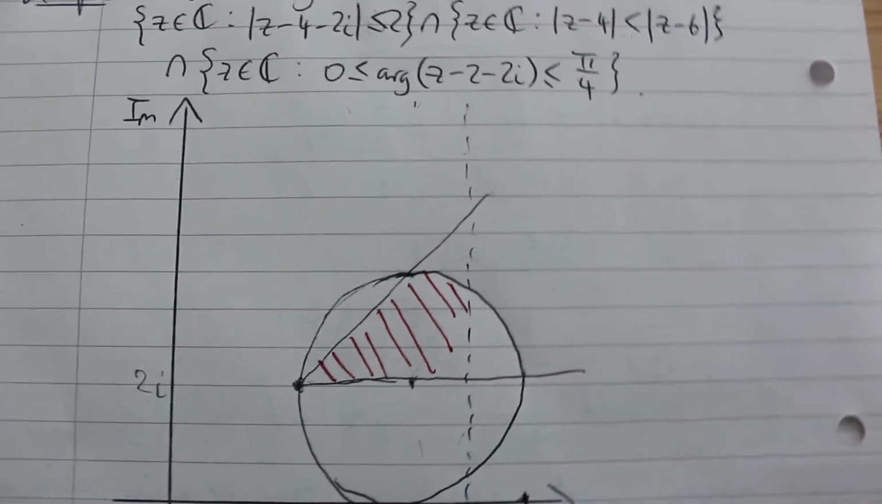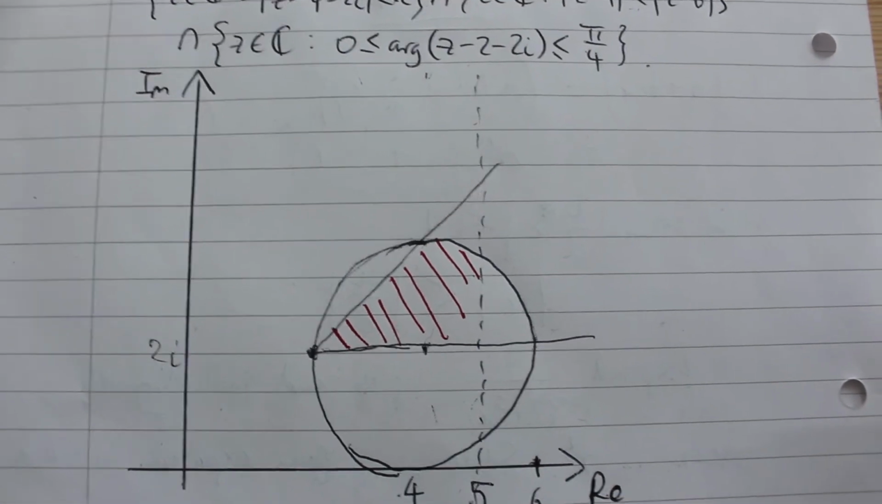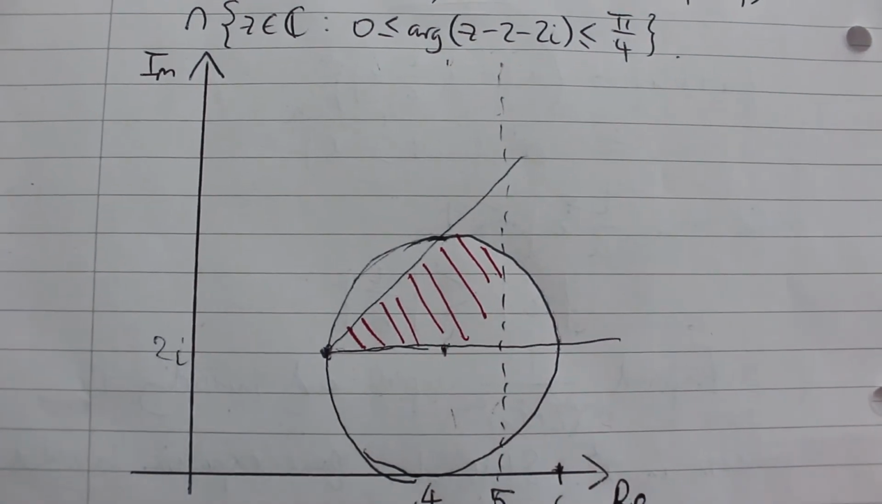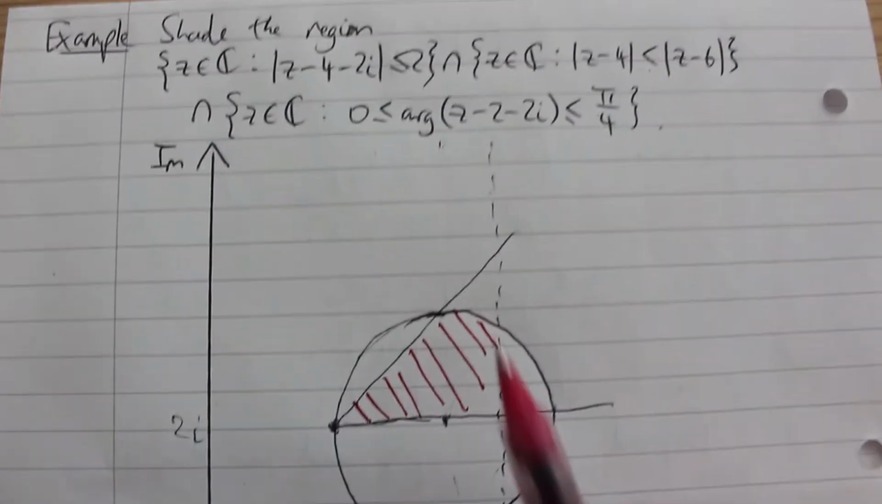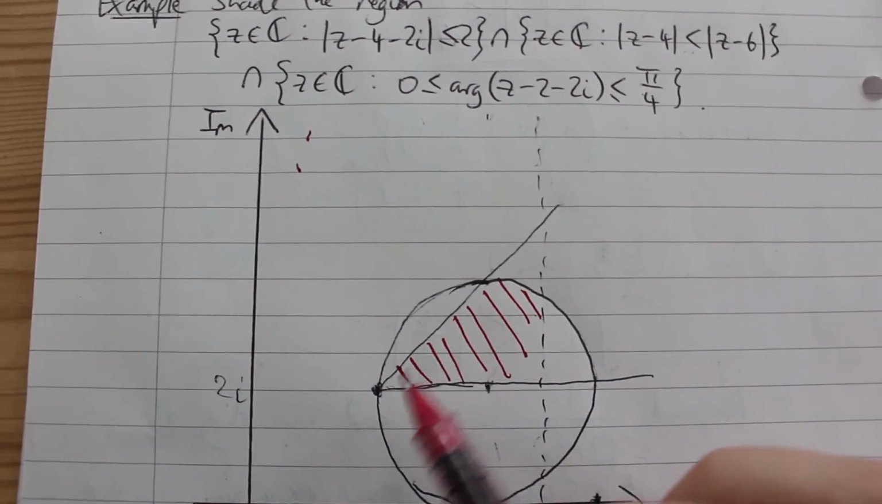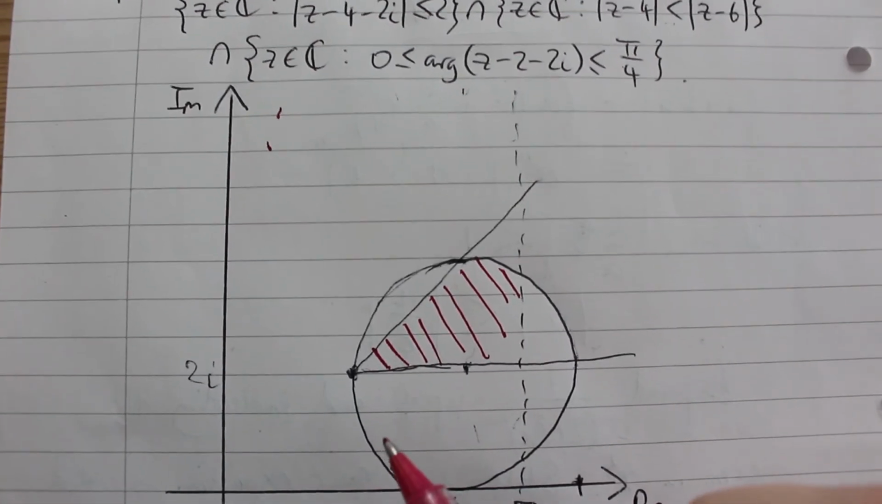So that's the answer. And if you want to check whether you have the right region, you can always pick a point inside this region and see if it satisfies all of these three inequalities, which might help you know if you've got the right region or not.